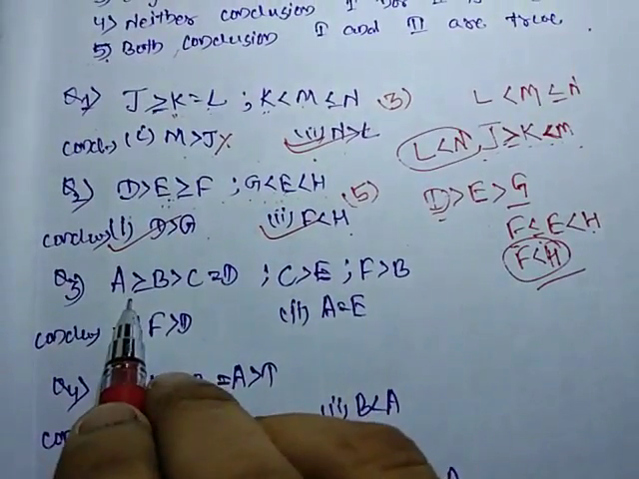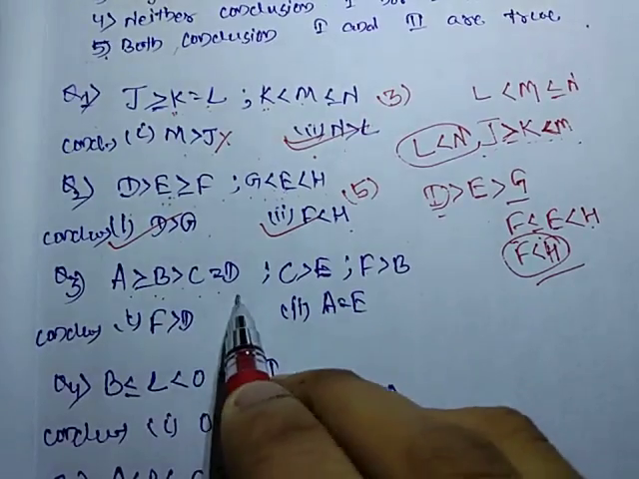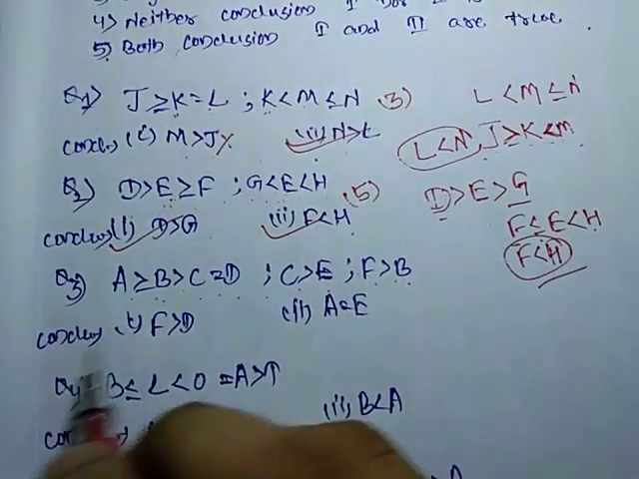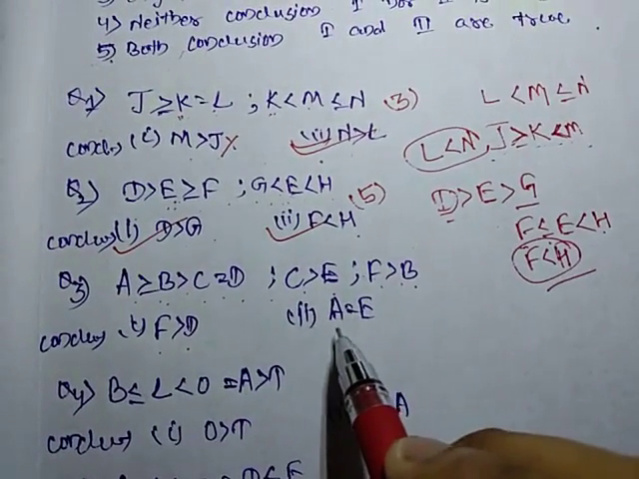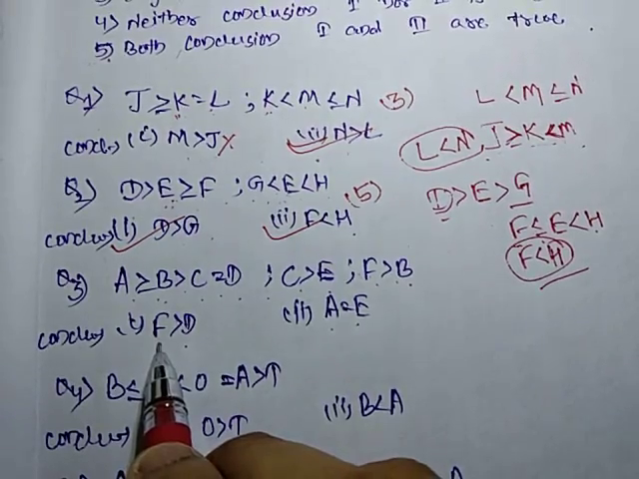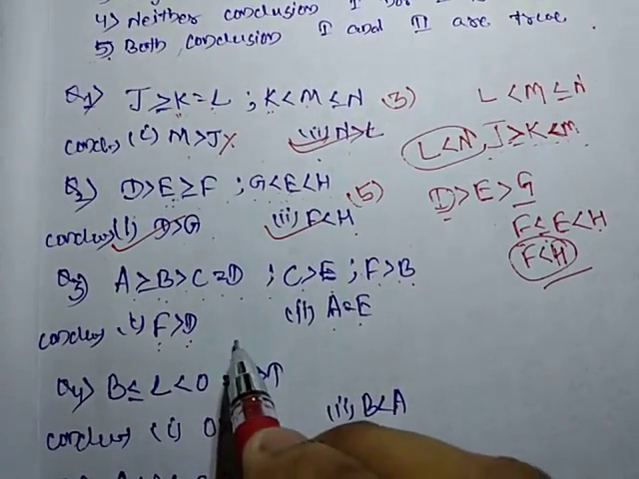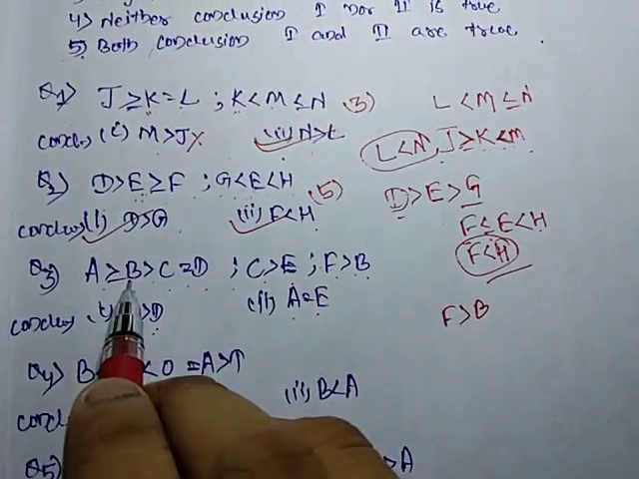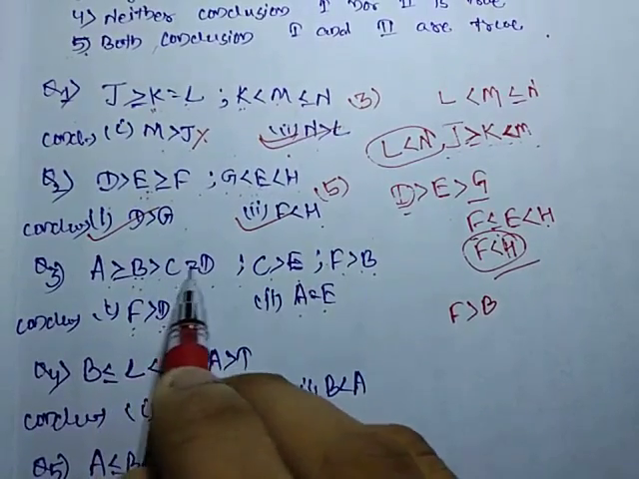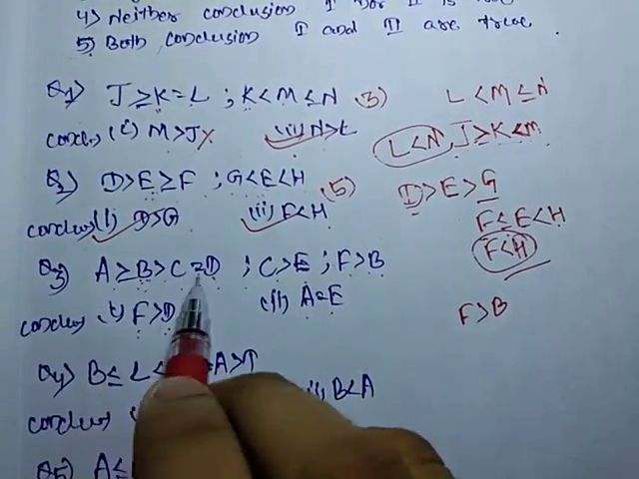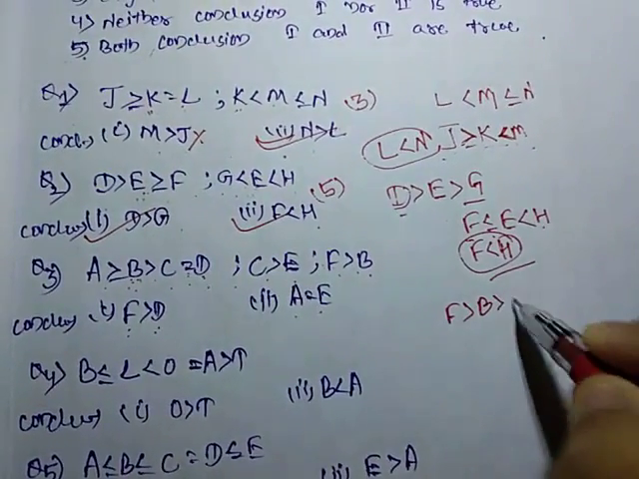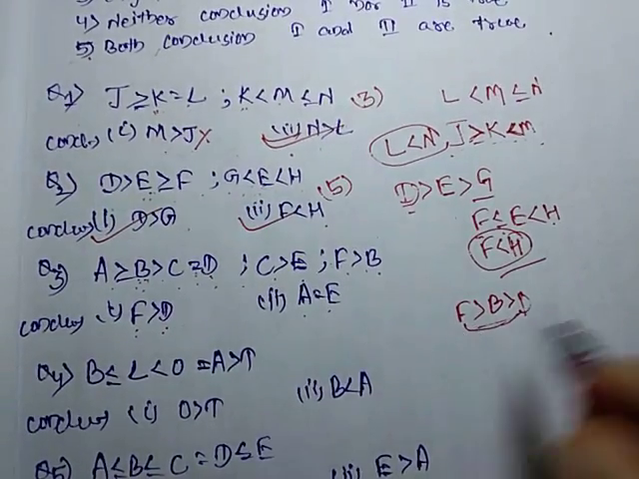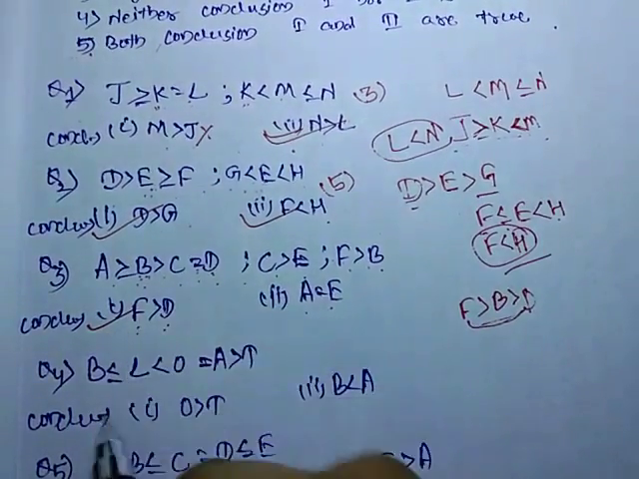Next: A is greater than or equal to B is greater than C equals D; C is greater than E; F is greater than B. The given conclusions are F is greater than D and A equals E, and we have to check whether F is greater than D is true or false. Here it is given F is greater than B, and B is also greater than C equals D. That means B is greater than D. So from the statement, F and D are related by F is greater than D. That means this statement is true.